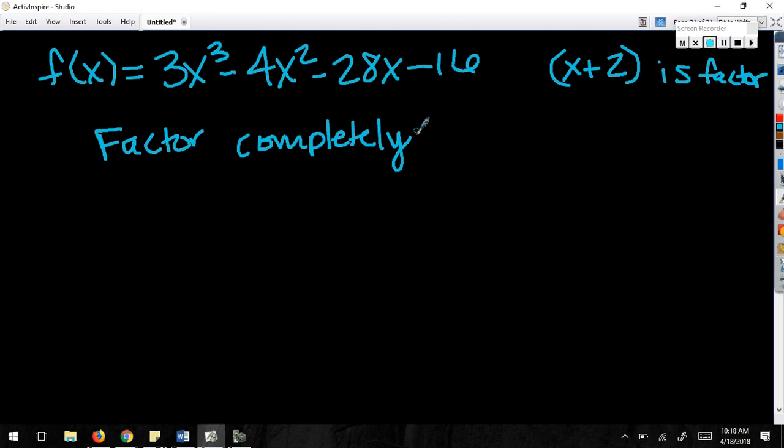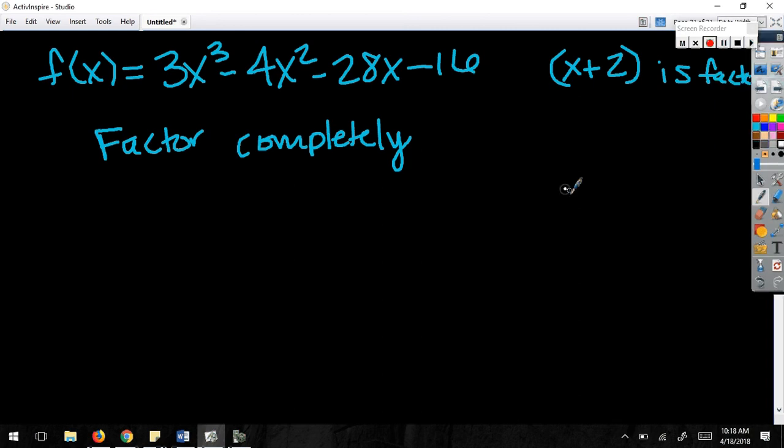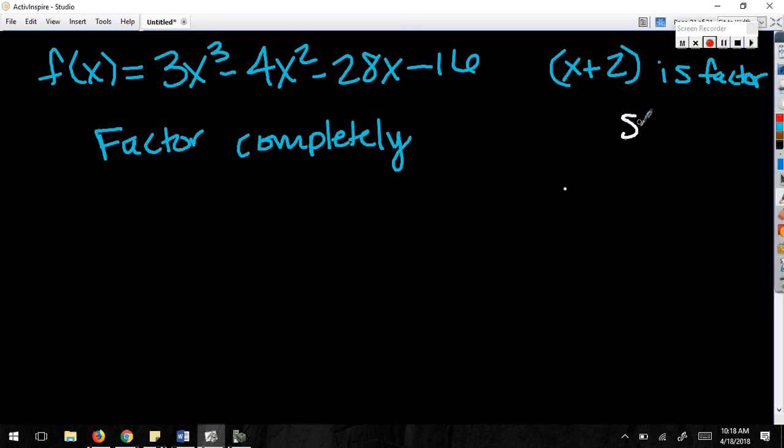If you have a factor and you need to find the other factor, what do you do? Divide. That's all I'm going to do. So I'm going to put some steps over here on the side. Well, look at what would you divide by?